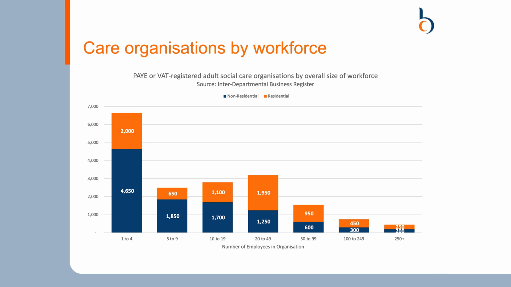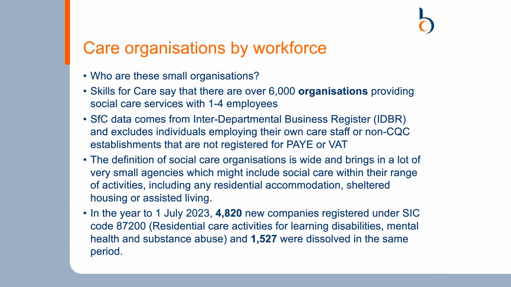I'd have thought, well, what's going on here? And had a quick look at the CQC data. Skills for Care said over 6,000 organisations providing social care services have just 1 to 4 employees. I had a quick look at CQC registered services, and I worked out there are about 150 providers who operate a small home, a single small home, which would be more or less the number you'd get for that number of staff.